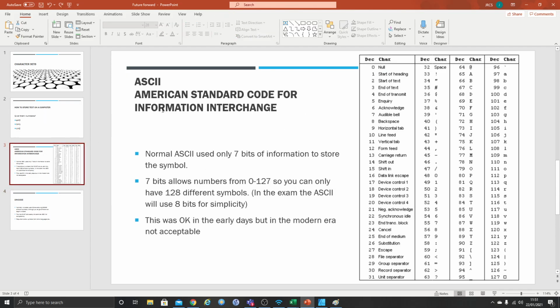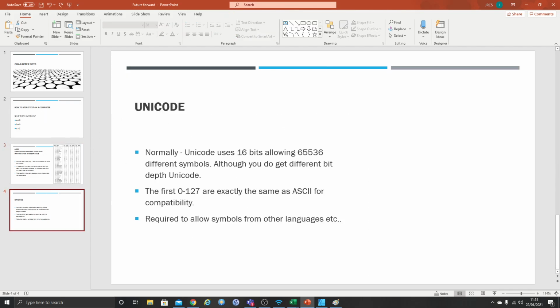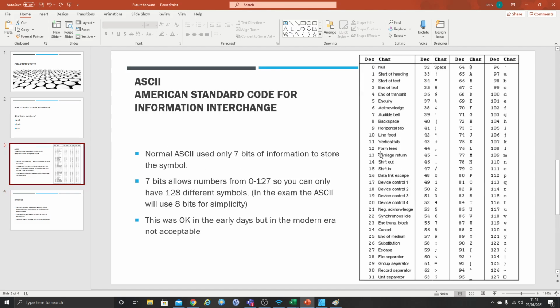And then you've got to discuss Unicode and why it was brought in, and that reason is because the modern era has use of other languages, other symbols, an expansive symbol list. But there you go. So that's what you've got to do. You've got to create a nice, colourful poster, take a photo of it, upload it on Teams, and that is your task. Not too difficult.